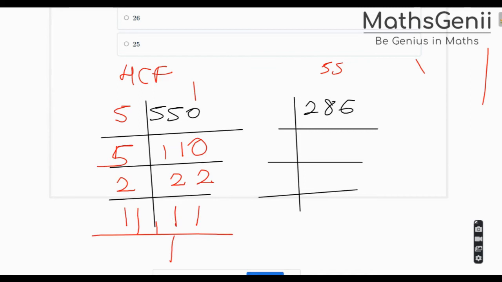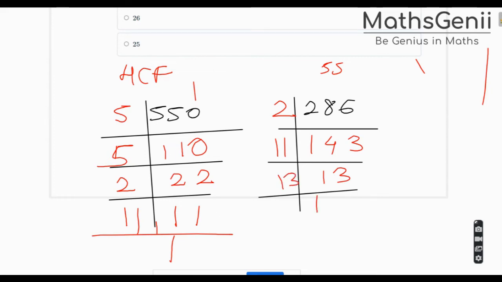Now, this can be divided by 2. So 2 ones are 2, 2 4s are 8, 2 3s are 6. This number can be divided by 11. 11 ones are 11, 11 13s are 143. So 13 comes in only 13's table.